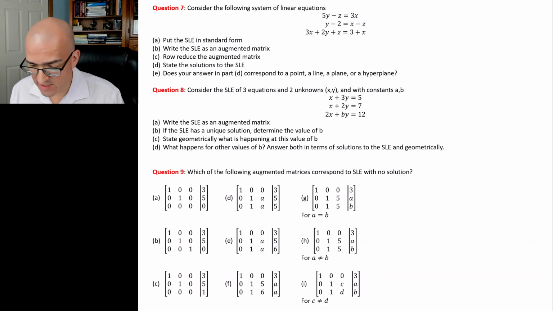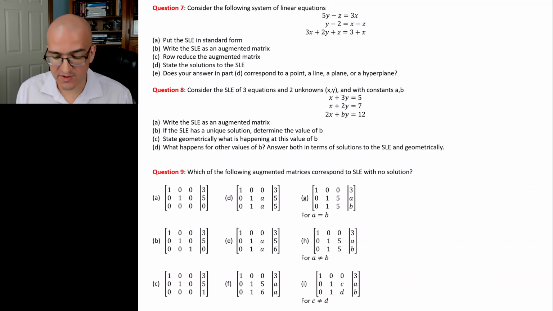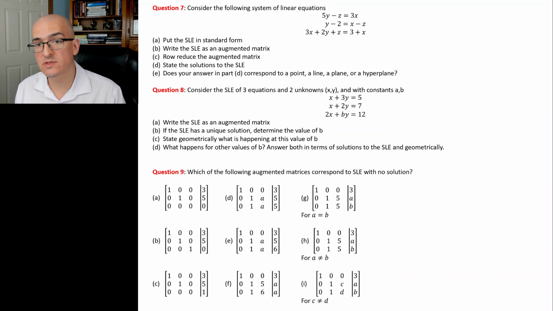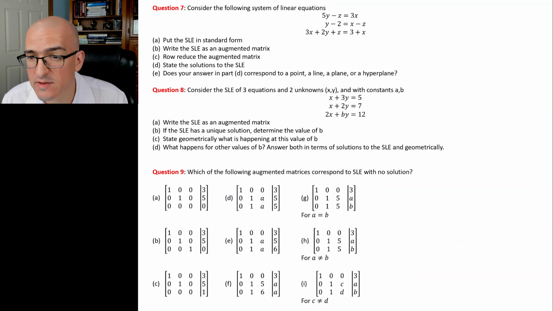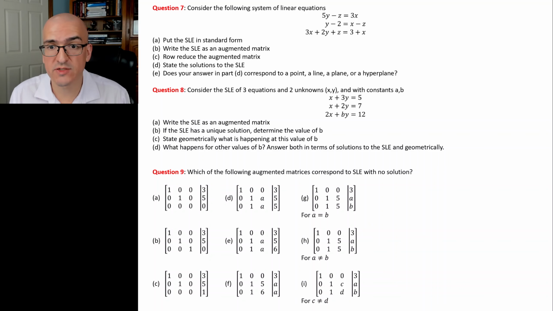Similar thing for question 7: put it in standard form, put it into a matrix, row reduce, state the solutions, interpret what the solutions are geometrically. And then question 8. Question 8 is a nice surprise question. It's a challenge question. Let me know what you think.